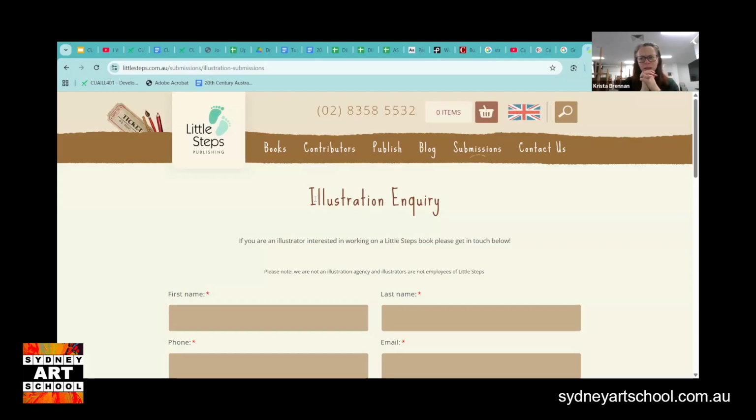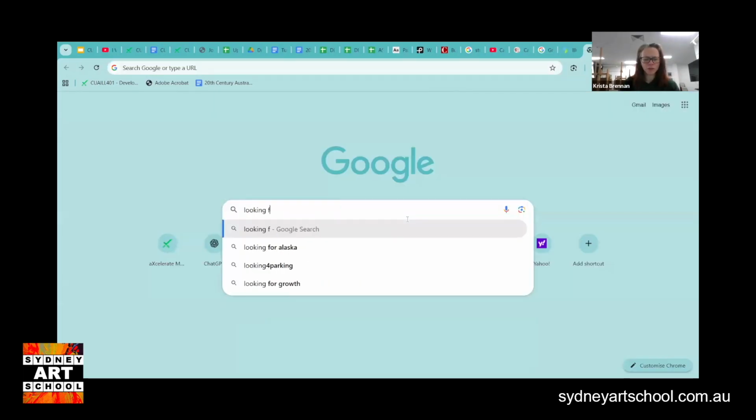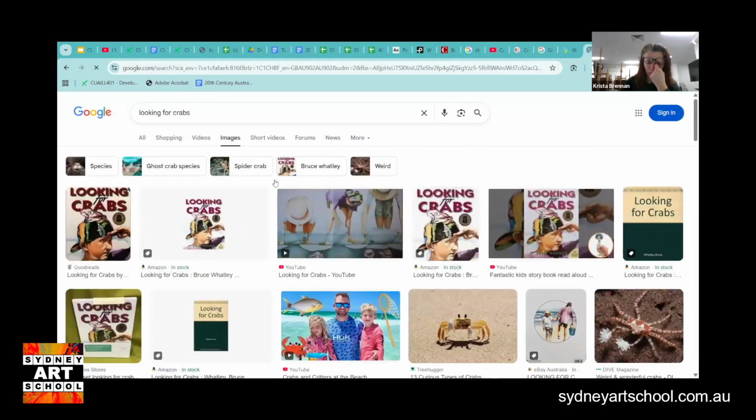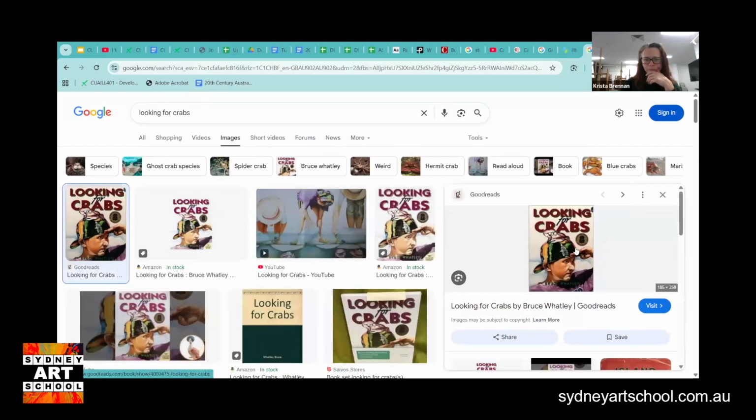So a really good example of that is a book called, what's it called? Something Looking for Crabs, maybe, or Searching for Crabs. Let me see if I can find it. It's an older book. Yes. Bruce Whatley. If anyone's read this book, has anyone read this book? As I say, it's a bit old. So my generation of picture books.